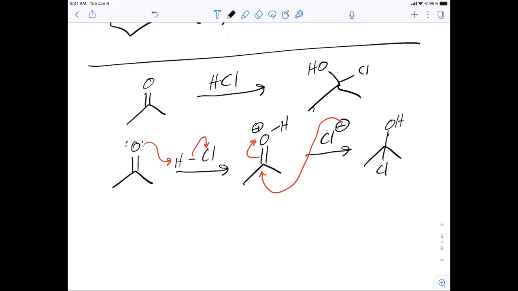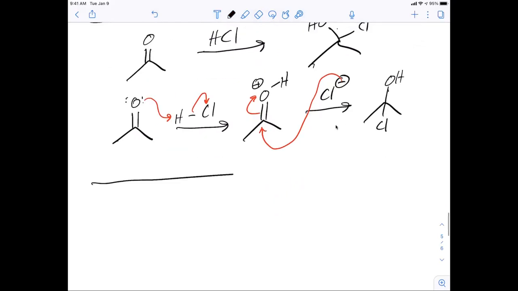So questions about this one? So this halohydrin is not as useful as the 1,2 halohydrins, right? Because 1,2 halohydrins I can turn into epoxides, but every once in a while you'll see these halohydrins in systems.